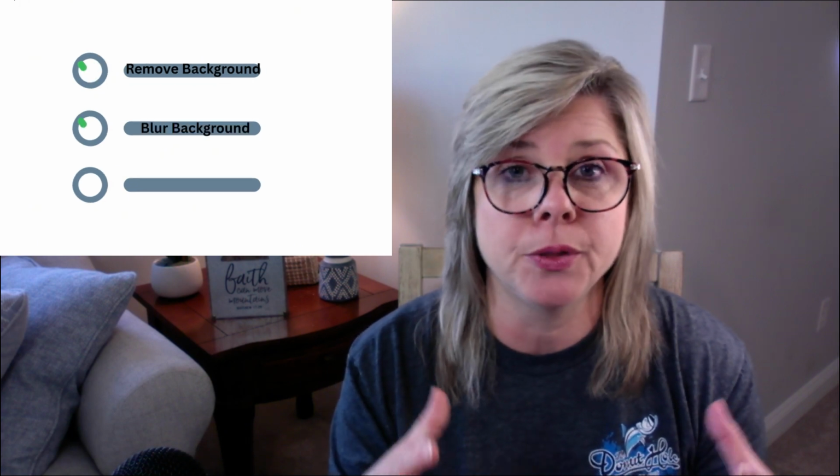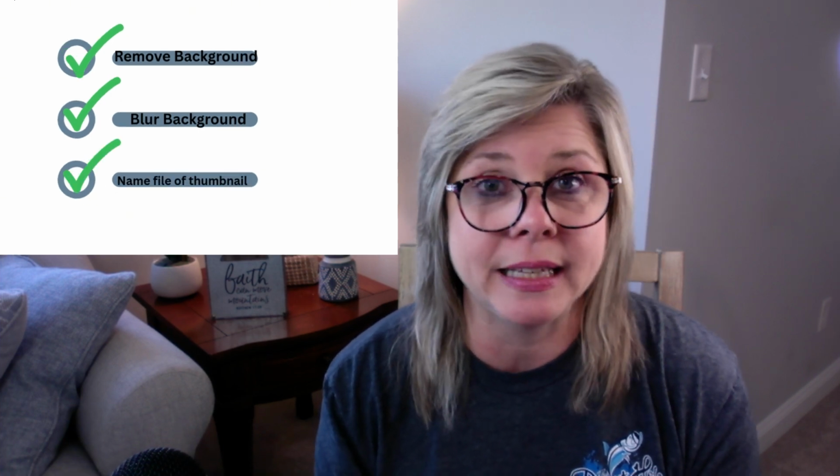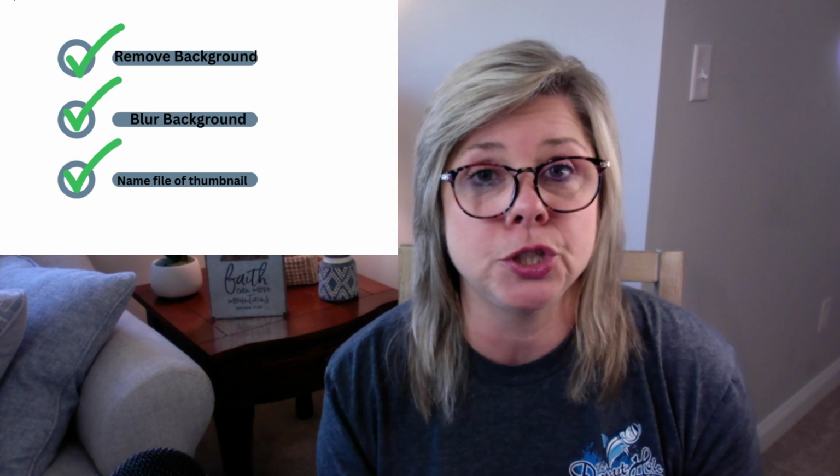Today in this video, I want to go over how you can extract images and put your image into that thumbnail, as well as how to blur the background of a photo so that your image and the texting stands out more. And I want to show you how to name your file in Canva so that when you upload it to YouTube, that metadata is going to be SEO optimized and potentially get you some more views.